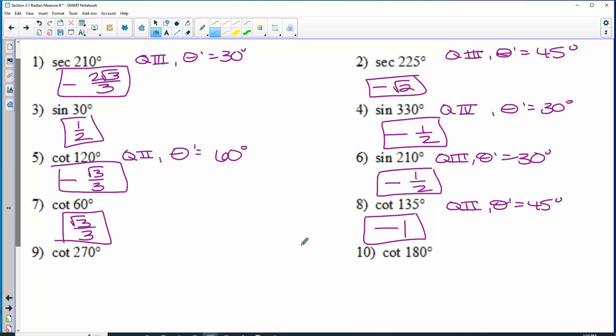270. If you're trying to do the hand trick, it doesn't work as well. You could kind of treat it like a 90 and just think about positives and negatives. The other option is to think about x, y, and r. So you know that's a point (0, -1), and r is always 1. So cotangent is what? So 0 over -1 is 0. If we're treating it like a 90, then tangent of 90 is undefined, so cotangent is 0. So we get the same thing.